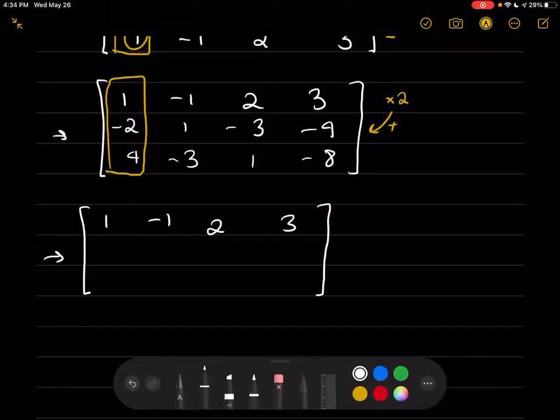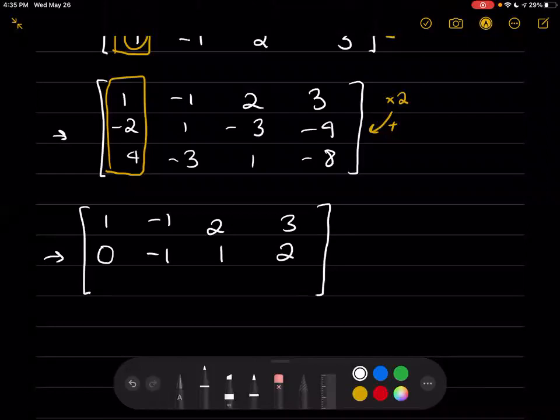Now 1 times 2 is 2, plus -2 is 0. And then -1 times 2 is -2, plus 1 is -1. And then 2 times 2 is 4, plus -3 is +1. And then 2 times 3 is 6, plus -4 is +2. And then the last row stays the same.